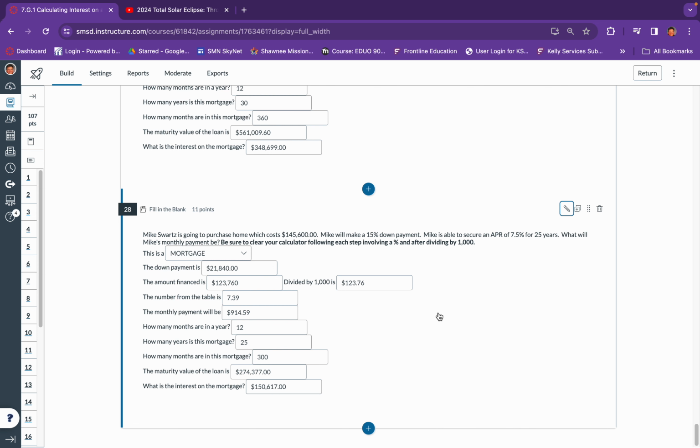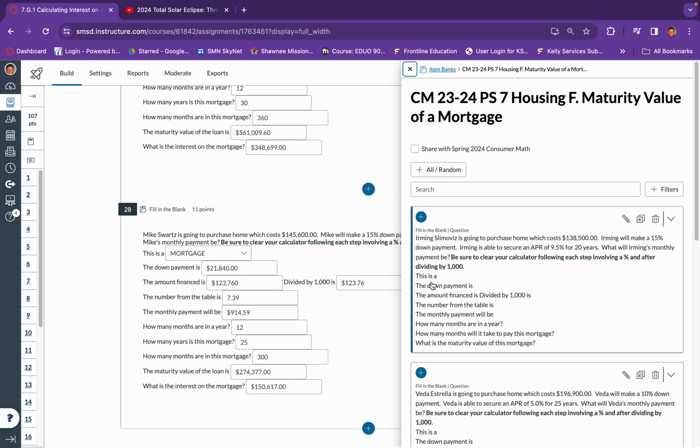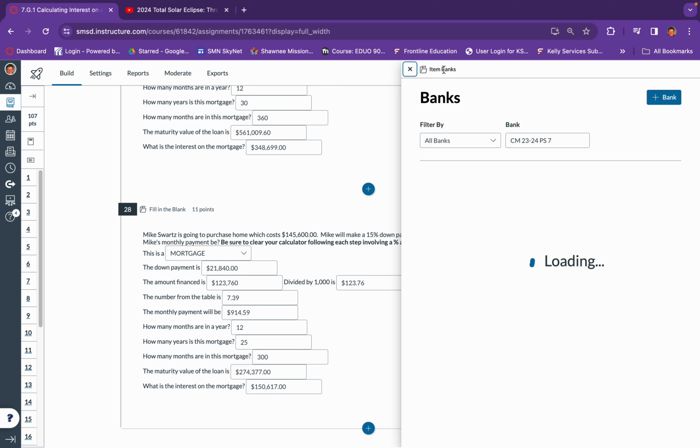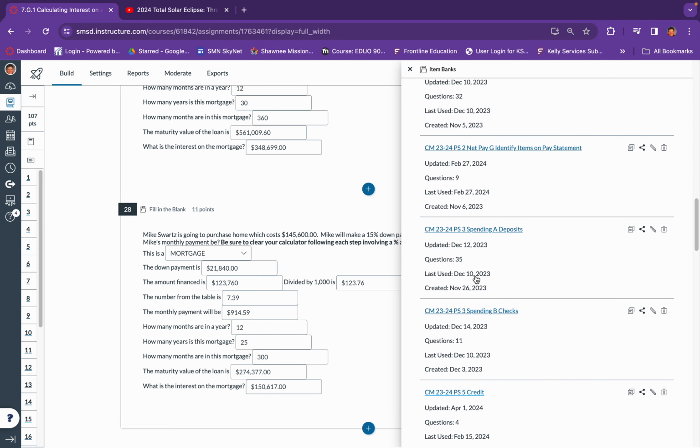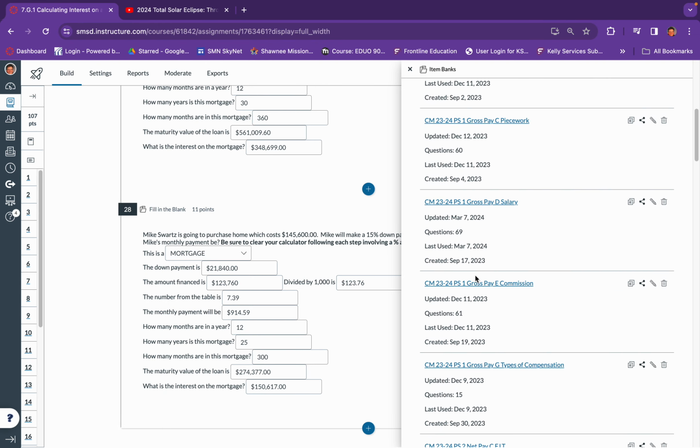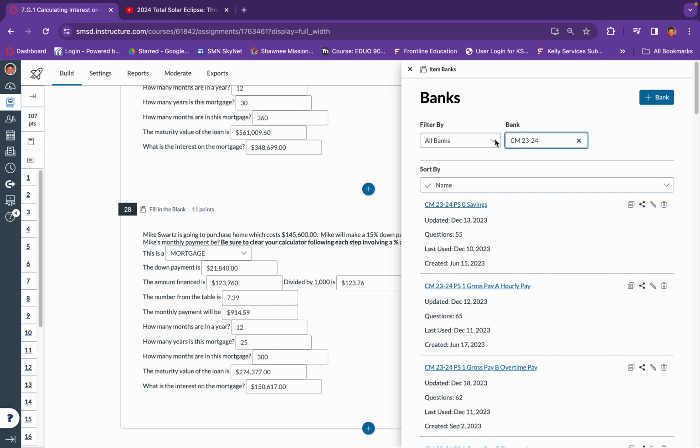And this has happened consistently in 2024. This has happened consistently this calendar year, beginning in January. I have been losing banks. So this is how I create all my stuff. And as you can tell, I have scores of banks with thousands of questions. If I take out the PS7, these are all my consumer math banks for this school year. That's just consumer math.